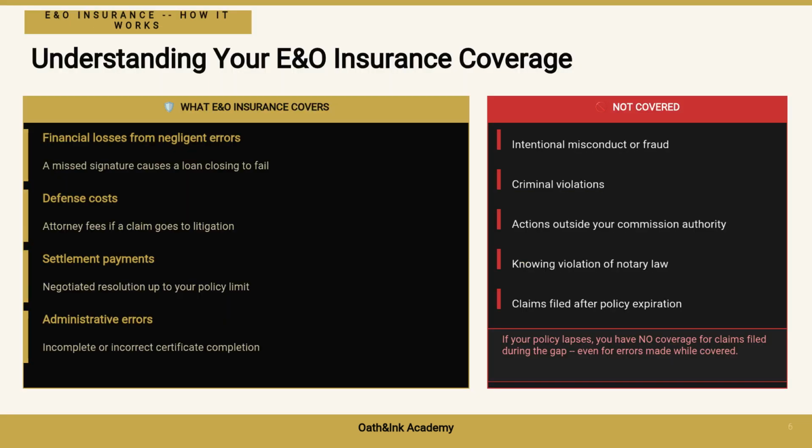Here's where it can get confusing. Errors and omissions insurance. E&O covers financial losses from mistakes made in your professional capacity as a notary. It does not cover intentional misconduct, fraud, or criminal acts. Here is what a claim looks like. A client suffers a loss attributed to your error, notifies their attorney, or files with your insurer, and the insurer investigates and negotiates a resolution. Your policy limit is the maximum payout. Know your coverage amount before you need it.